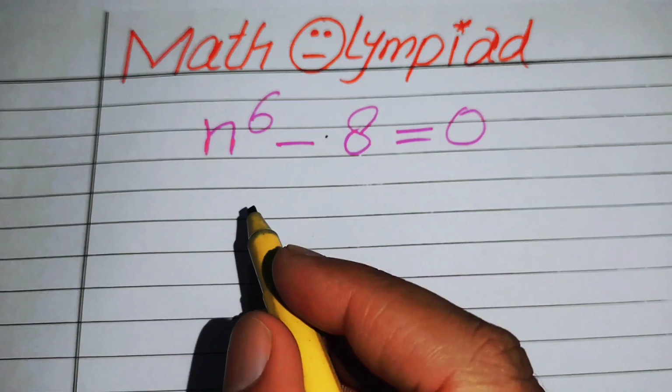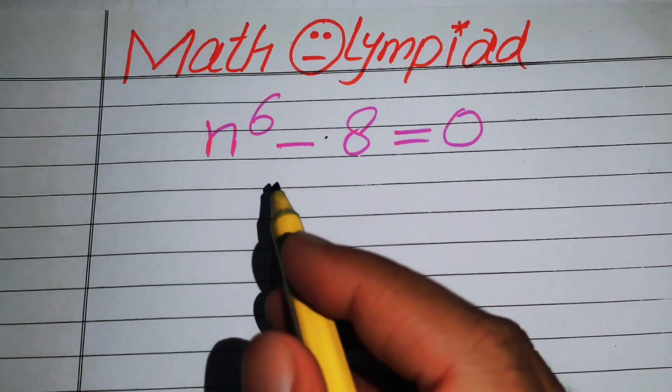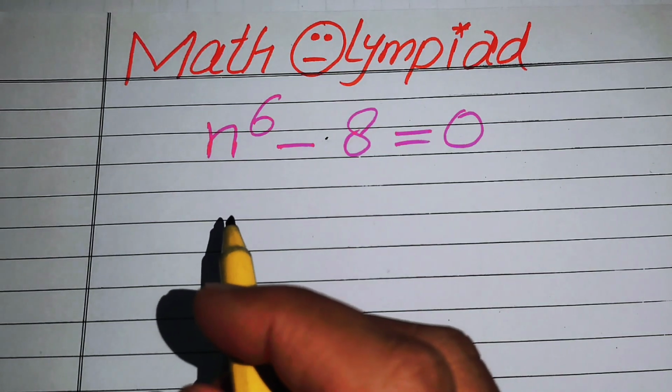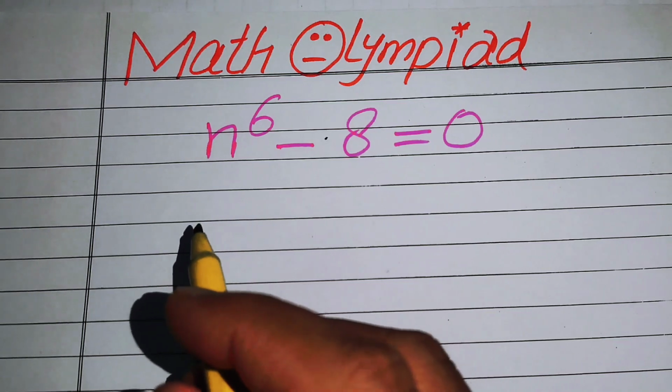In this video we are going to solve this nice algebra problem. Here we have n to the power of 6 minus 8 equals 0, and we will solve this problem for the values of n. So here we find all the roots of this equation.